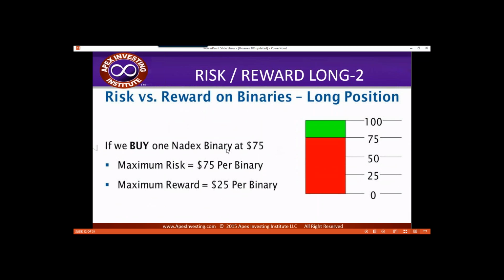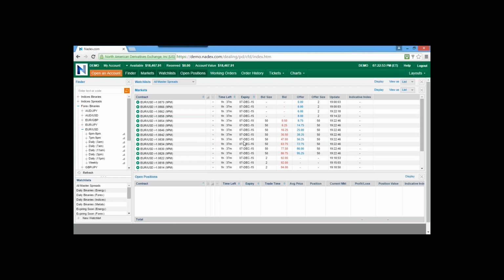If we buy one Nadex binary, notice over here, let me pull up the platform again. Notice I can buy this one for $8, this one for 13, 22, 37, 54, 70, 85. They're all priced a little bit different depending on where the strike price is, right? All I'm saying is, yes, the market will be above this. Well, what if the market's already above one of these? Then it's going to be priced a little higher, a little closer to 100.